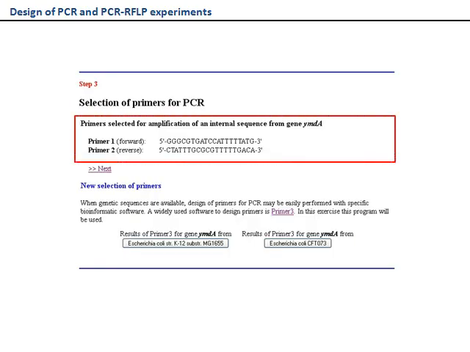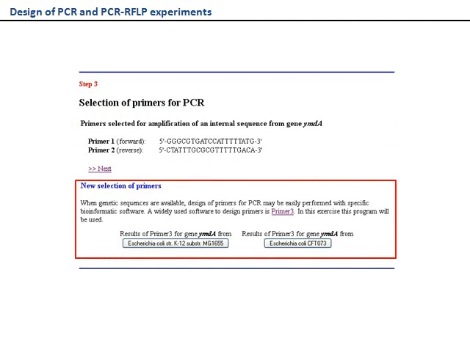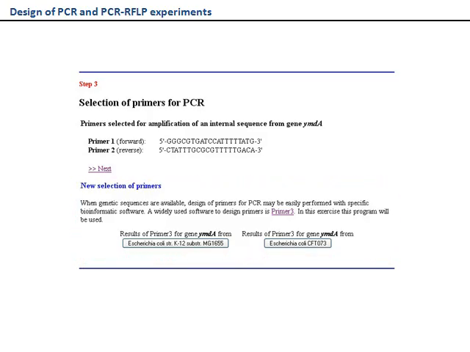The program will show the selected primers. This selection may be modified by repeating the previous step if required. If a new selection is not necessary, the user may skip to the next step.